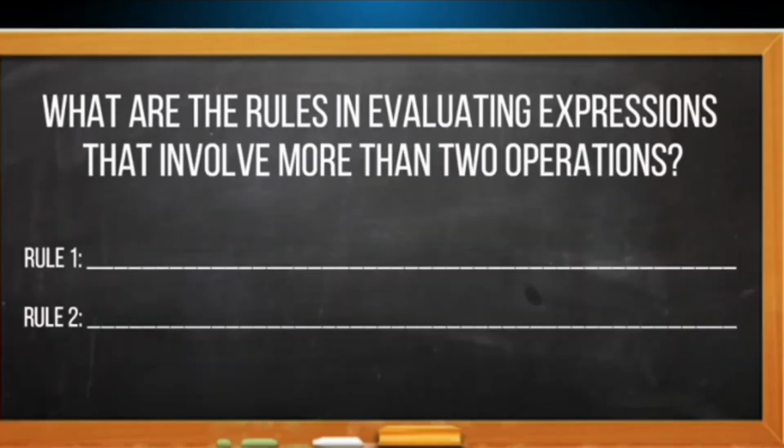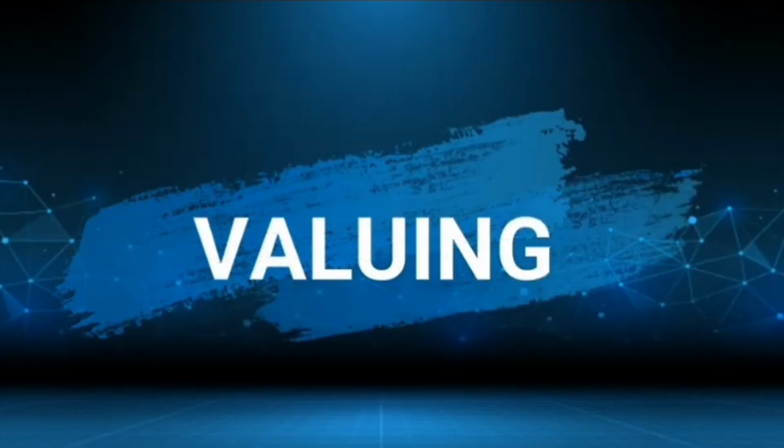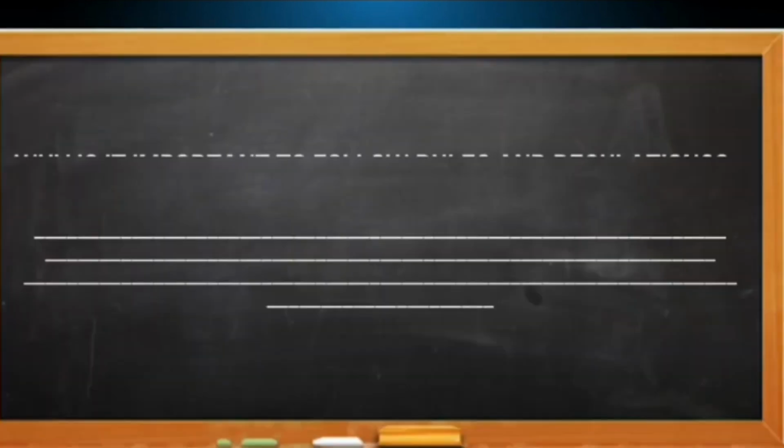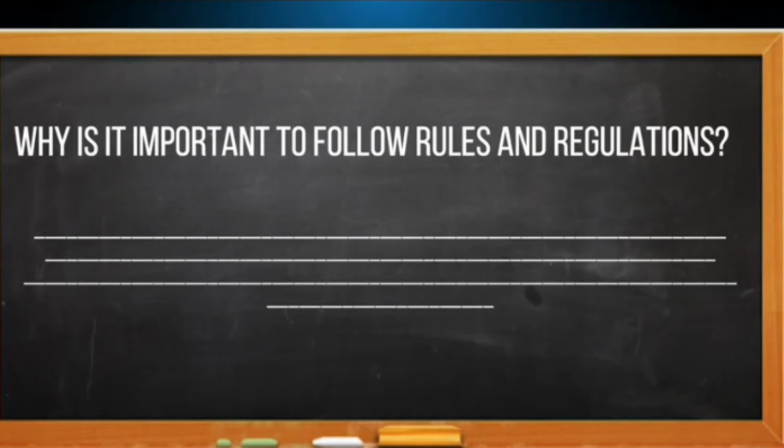What are the rules in evaluating expressions that involve more than two operations? What is rule number one? How about rule number two? Valuing. Why is it important to follow rules and regulations? One more time. Why is it important to follow rules and regulations?